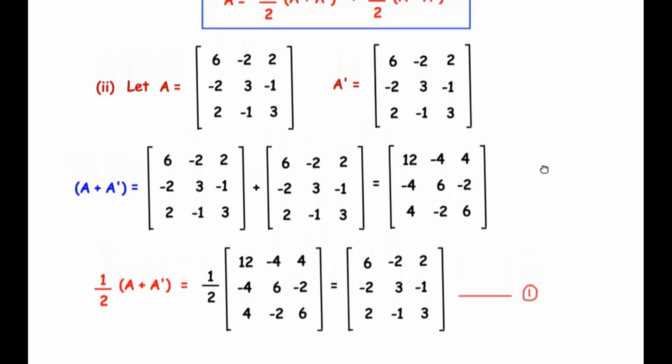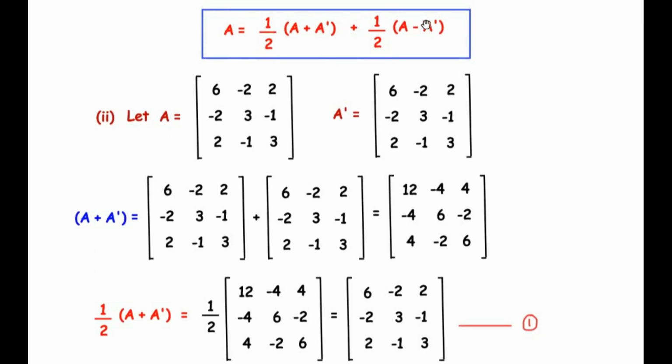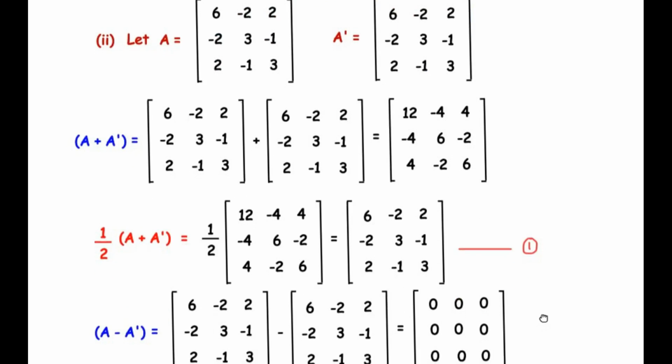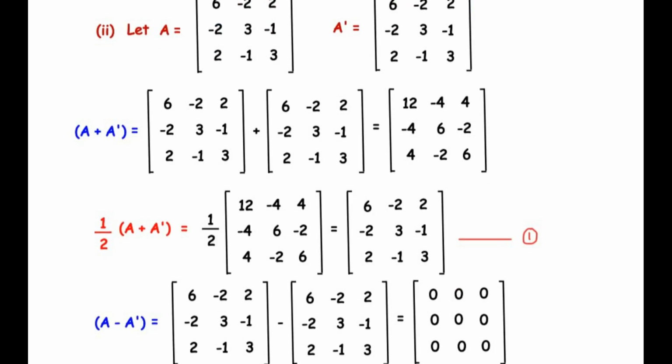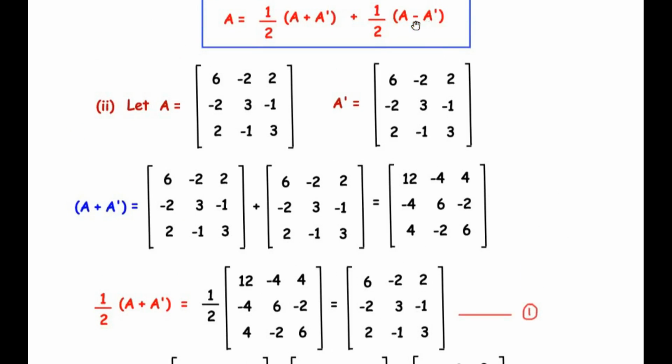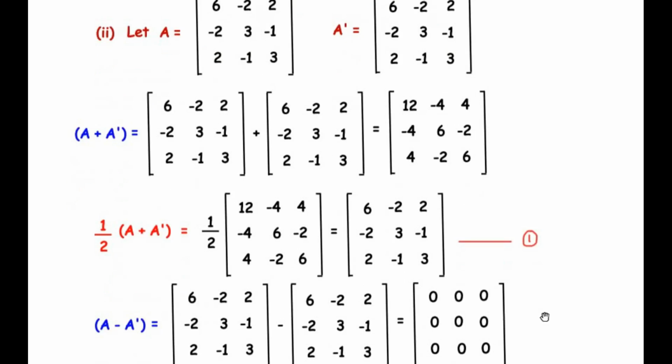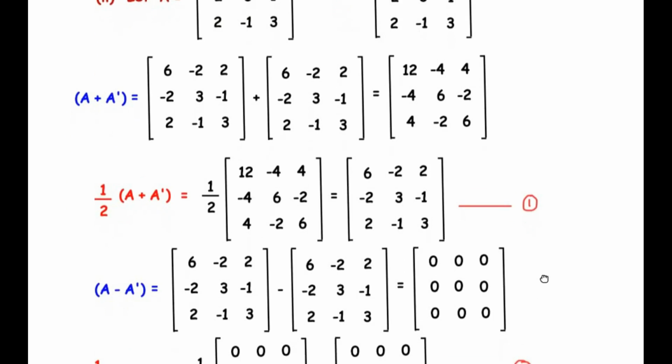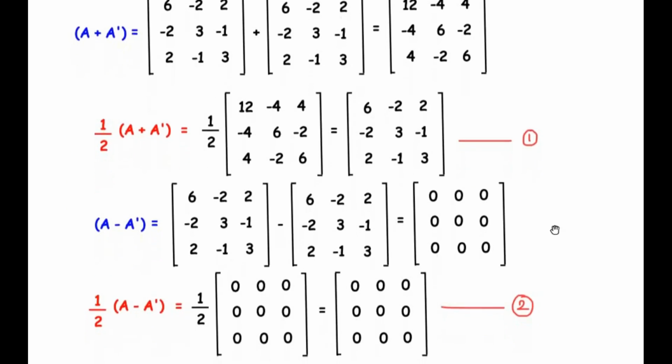Now once we have got the first part of this formula, let us focus on the second part, that is by getting A minus A transpose. So here we have taken A minus A transpose. Now subtracting these two matrices, we get the 0 matrix. Now once we have got this, we have to find out 1 over 2 times A minus A transpose. Since A minus A transpose, we have got it as a 0 matrix, now 1 over 2 times A minus A transpose is also going to be a 0 matrix.